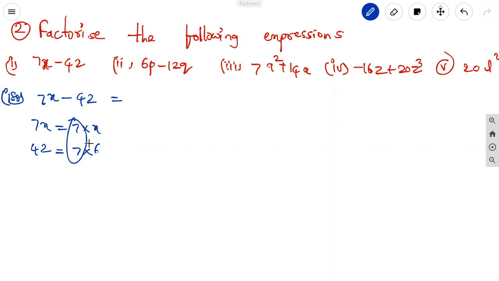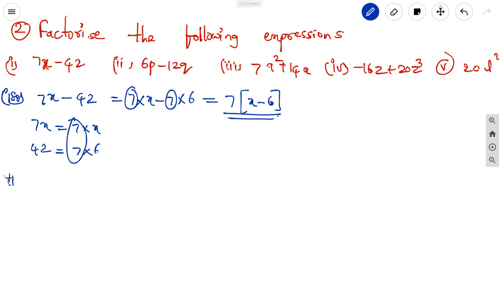Okay. So 7 into x minus 7 into 6. Taking out 7, 7 into x minus 6. The remaining terms with the sign between, x minus 6. So 7x minus 42 equals 7 into x minus 6 is the factorization of the expression.